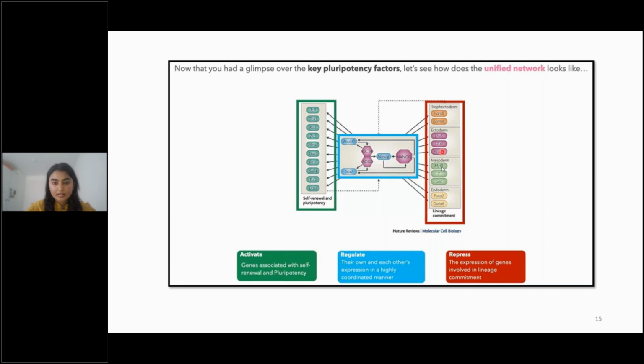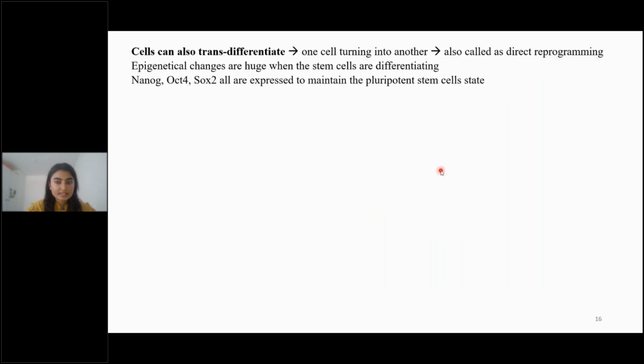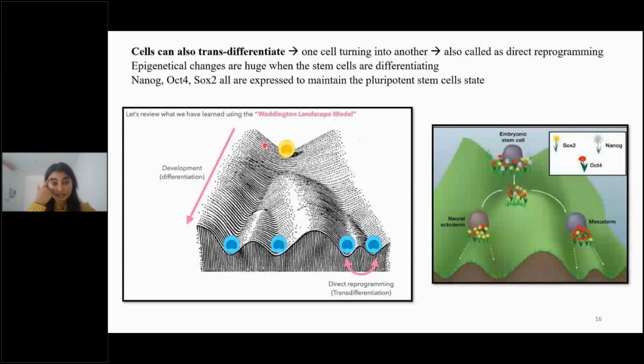Okay, then let's move on. This is basically the Waddington landscape model. I found this during one of my lectures. So this is basic. Imagine there is a ball.